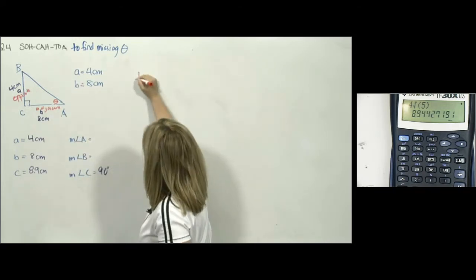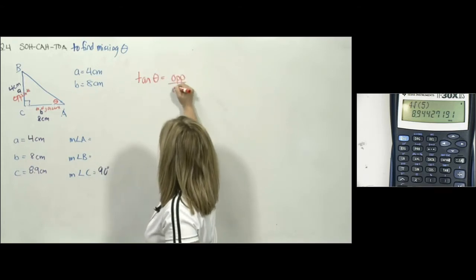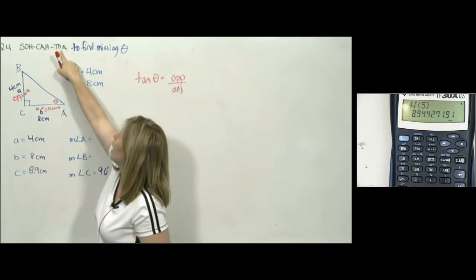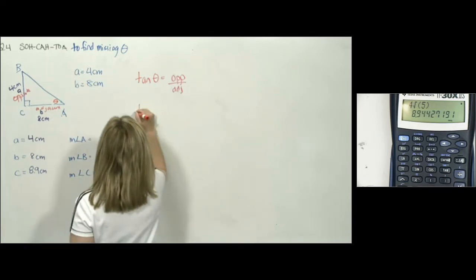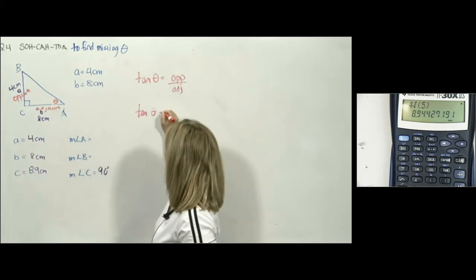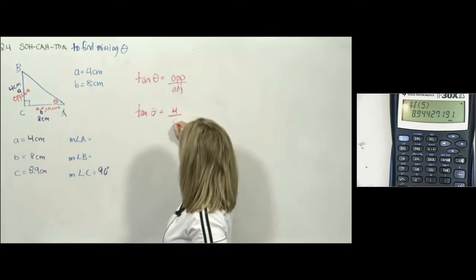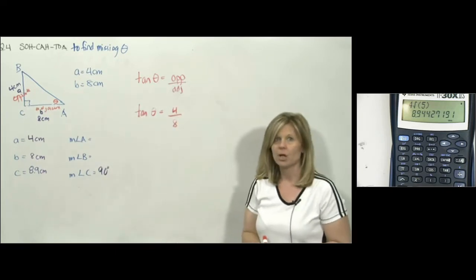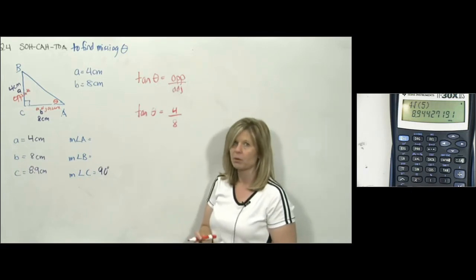So I will write the tangent of theta is opposite over adjacent. There's my rule, opposite, adjacent. I'm going to substitute in tangent. This time I don't know my angle, so I have to leave it theta. My opposite side is 4. My adjacent side is 8. Y'all with me? Now guys, on this one you don't want to cross multiply.